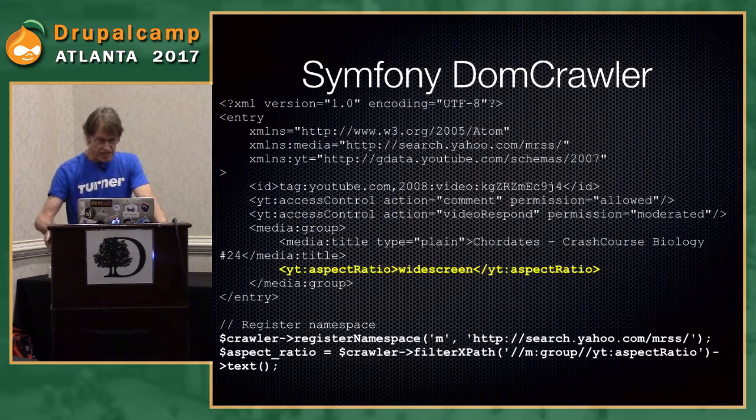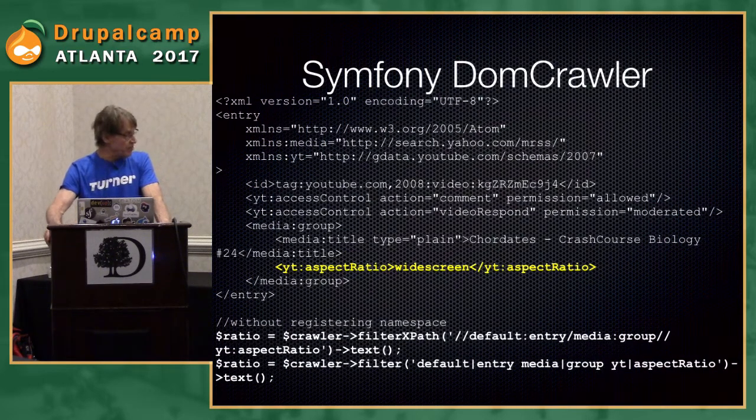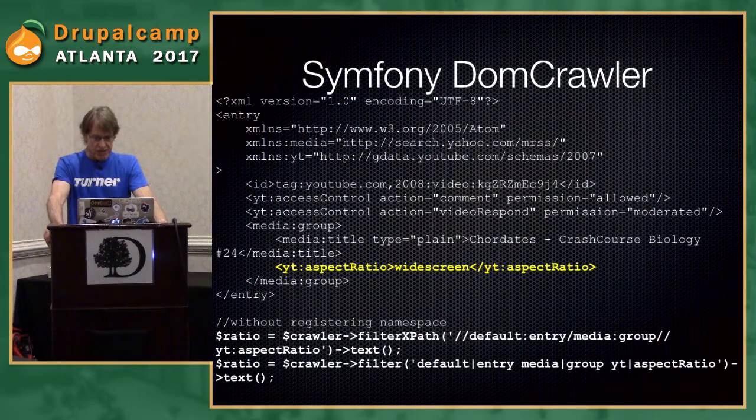A couple other examples. Looking at some XML code here, we want to be able to get the aspect ratio out of this XML. There are a couple ways you can do that. The first one, you can register the namespace of your XML document and then use filter XPath to use XPath queries on that. If you don't want to, you don't have to instantiate or get the document. You can just use filter XPath and filter, as you see here, and get your results.